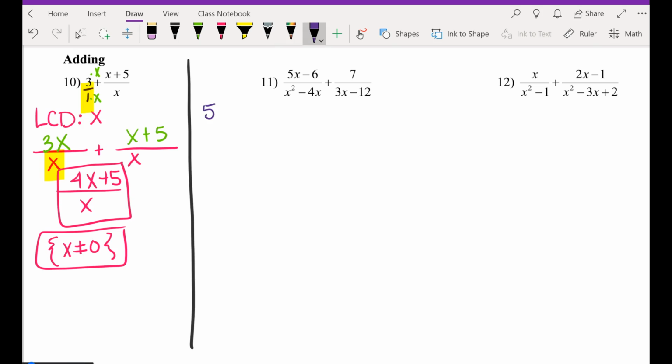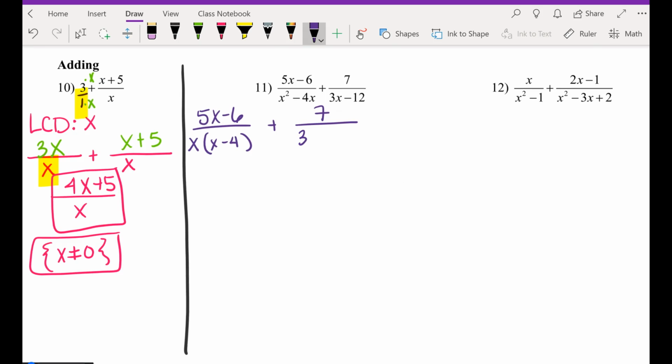So I'm going to rewrite this. I'm going to rewrite the numerator because I can't do anything about that. 5x minus 6 all over, take out an x. What's left? X minus 4. That's right. Plus 7, can't do anything with that because it's already a prime. 3x minus 12, is that factorable? Take out a 3. So we have an x minus 4 again.